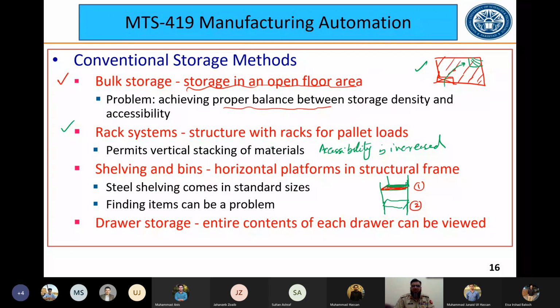Then shelves and bins. These are the horizontal platform in a structural frame. So आपके पास एक shelf है जो कि horizontal बनी हुई है और उसके ऊपर आप इस तरह से अपने items रख देते हैं. ठीक है. Then drawer storage, कि आप अपने drawer जो है उसके अंदर store कर लेते हैं.